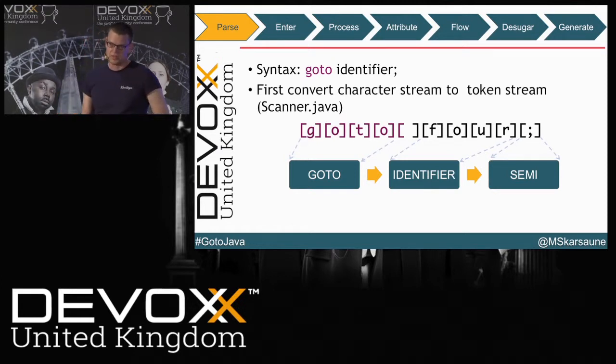So you don't need to do string comparisons everywhere. Symbolic representation of the various pieces of source code. So for instance, the goto keyword should make up a goto token. The identifier should be an identifier token. And a semicolon should be a semi.